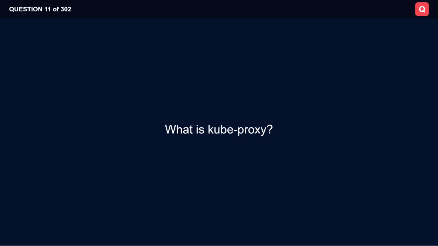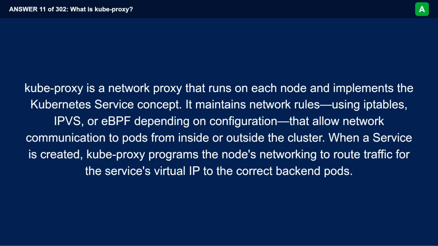What is kube-proxy? Kube-proxy is a network proxy that runs on each node and implements the Kubernetes service concept. It maintains network rules using iptables, IPVS, or eBPF depending on configuration that allow network communication to pods from inside or outside the cluster. When a service is created, kube-proxy programs the node's networking to route traffic for the service's virtual IP to the correct backend pods.